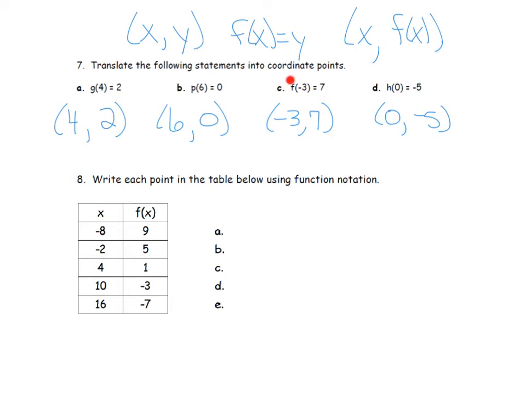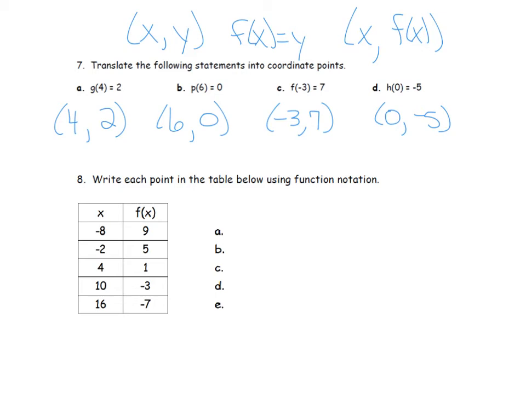C. If f of negative 3 is 7, that means my x value is negative 3. And when I plug that x value in, I get a y value of 7. So my point is negative 3, 7. h of 0 equals negative 5 means my x value is 0. That's what's in the parentheses. And my y value is negative 5.